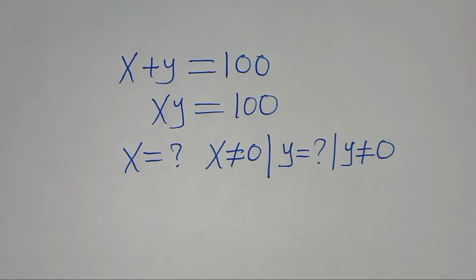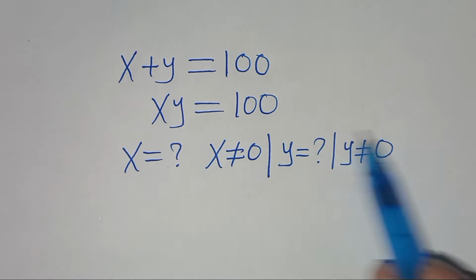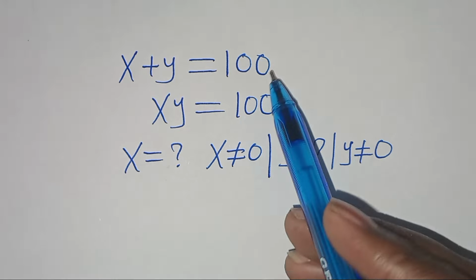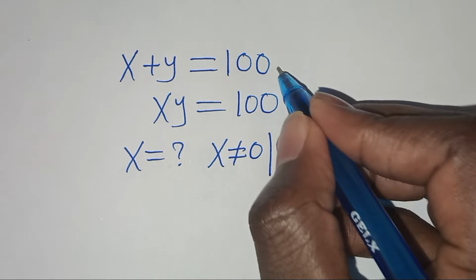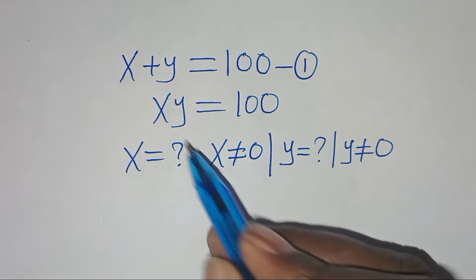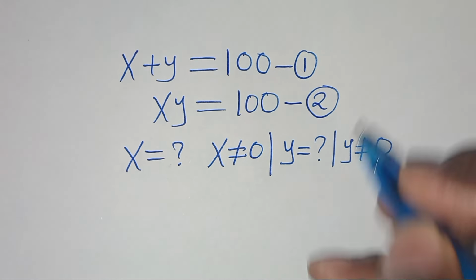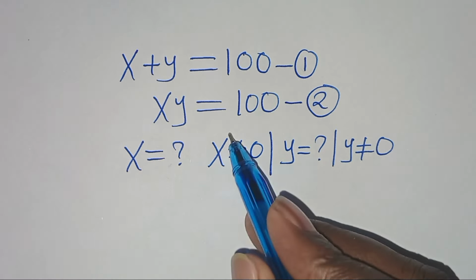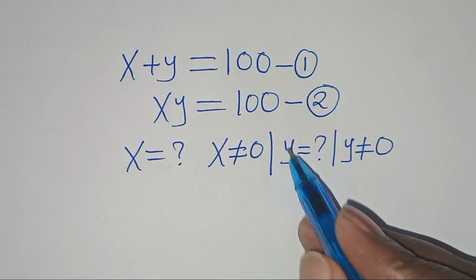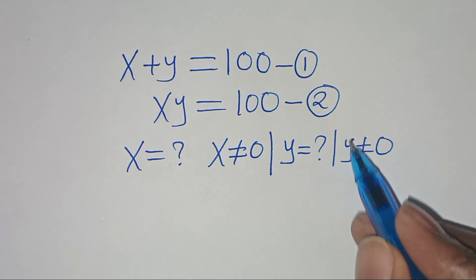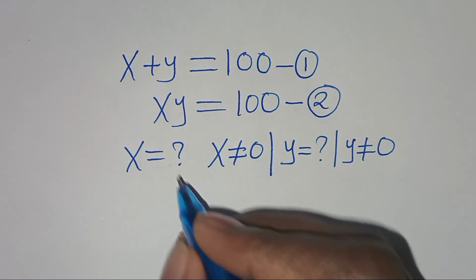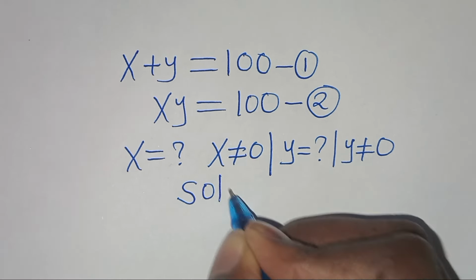Hello everyone, you're welcome to solve this nice algebra problem, which is x plus y equal to 100. Let's call this equation 1. x times y equal to 100, this is equation 2. So what is the value of x given that x is not equal to 0? And what is the value of y given that y is not equal to 0? So let's present the solution from here.